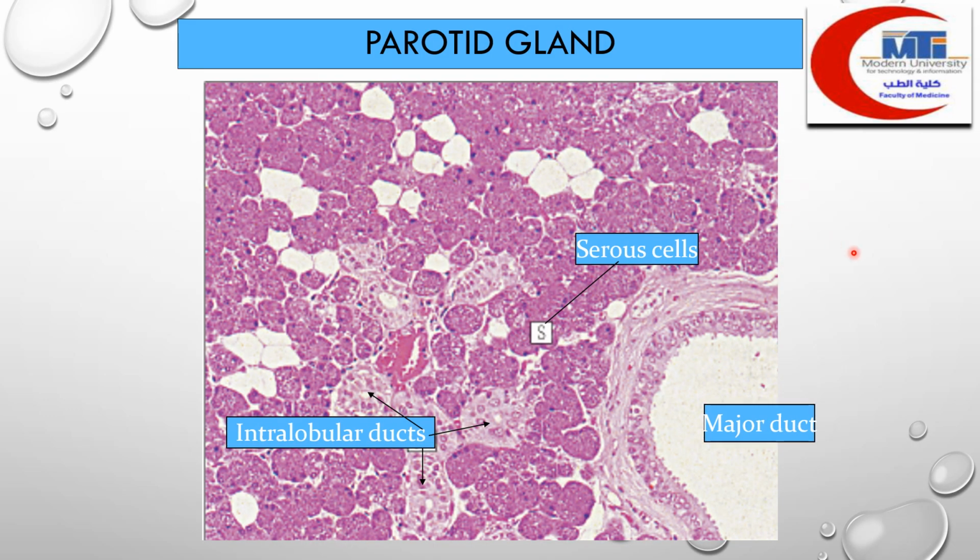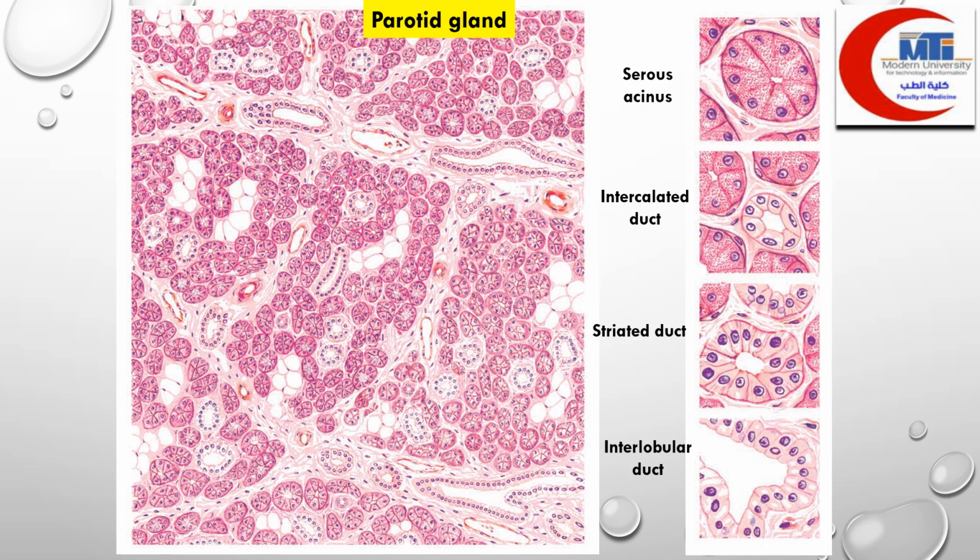This is a light microscopic photo of the parotid gland showing the major duct with a large lumen, serous acini with small diameter and narrow lumen, and intralobular ducts inside the lobule. This diagram also shows the parotid gland with septa dividing the parenchyma into lobules, with serous acini, the secretory portion, and the duct system in between.